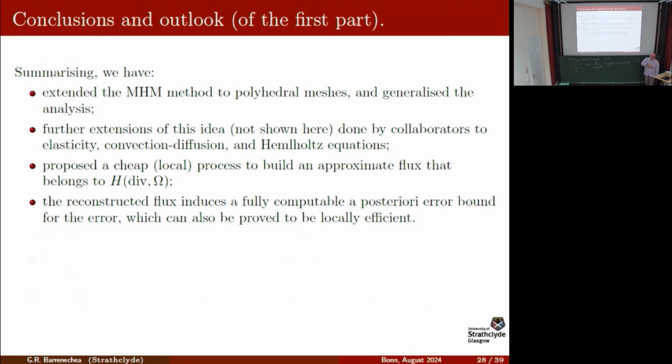Okay. And so, conclusions of the first part. Trust me, before you get scared, the second part is much shorter.